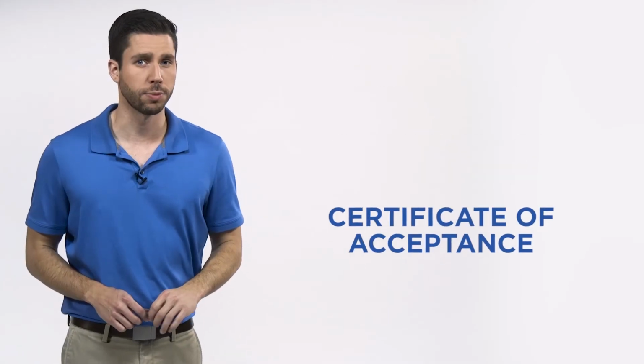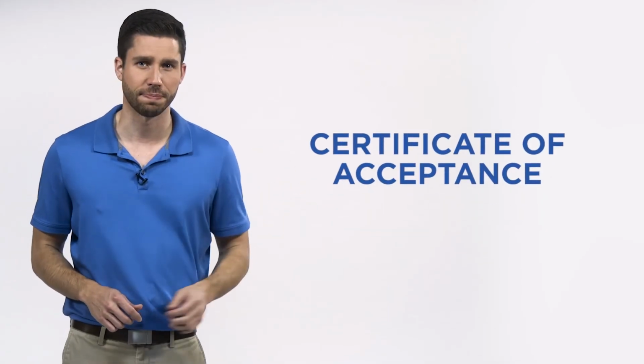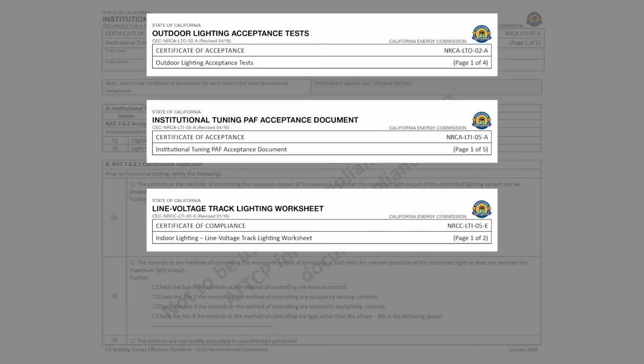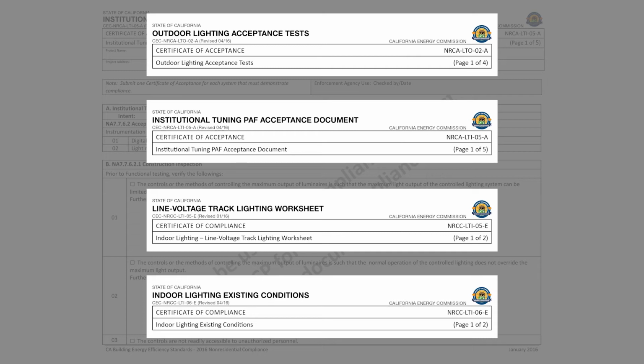And the last of our forms are the certificates of acceptance. For these forms, certified ATTs identify the equipment and systems that require acceptance testing per Title 24 Part 6. The certificate contains the results of all acceptance tests for the identified equipment. It also includes a declarative statement stating the equipment and systems performed as required by the code. Now that we're familiar with the different forms and people involved, let's tie everything together.